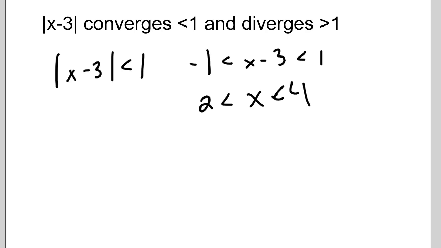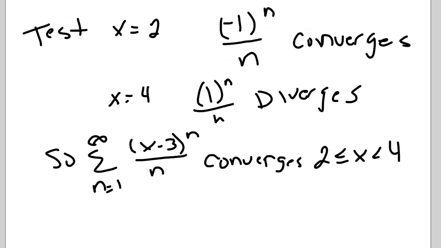So it's going to converge when 2 is less than x is less than 4. And we know it's going to diverge when x is less than 2 or x is greater than 4. We don't know what's happening at 2 and 4 yet, so we have to actually do those two tests as well. So we're going to look at those individually.